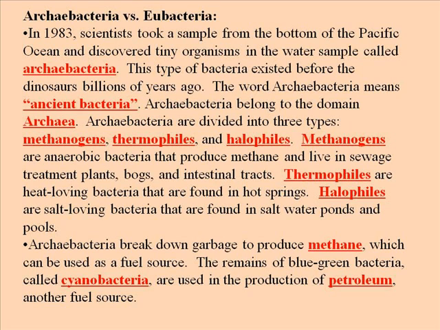Archaebacteria are going to belong to the domain Archaea, and we're going to break them into three types. We're going to break them into methanogens, thermophiles, and halophiles. Now your methanogens are going to be anaerobic bacteria, so ones that do not like oxygen, and they actually give off methane as a byproduct. And you can find methanogens living in places such as sewer treatment plants, you can find them in swamps and bogs, and you can find methanogens in your intestines.